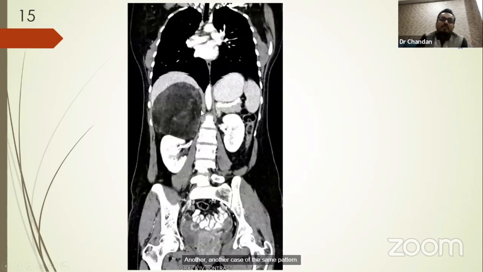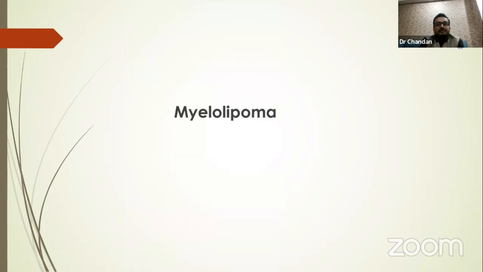Another case of the same pattern. This is the coronal view CECT imaging showing a large mass with a fat component and a heterogeneous, minimally enhancing soft tissue component, producing a mass effect on the kidney. The mass effect is shown by the upper pole being blunted due to the lesion. So this is again a case of myelolipoma.